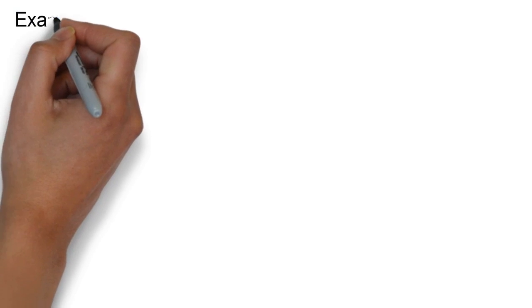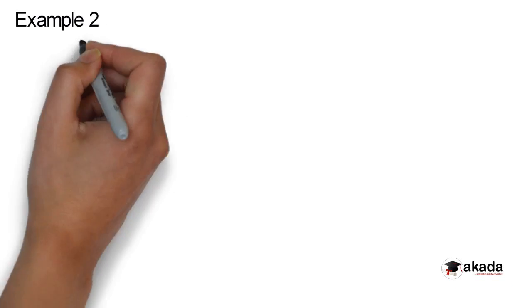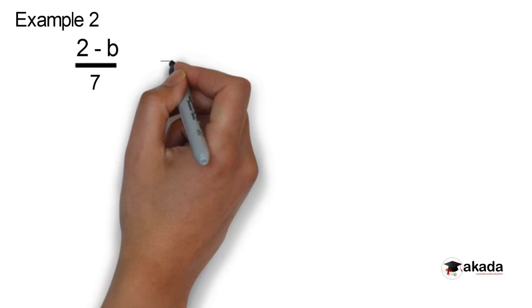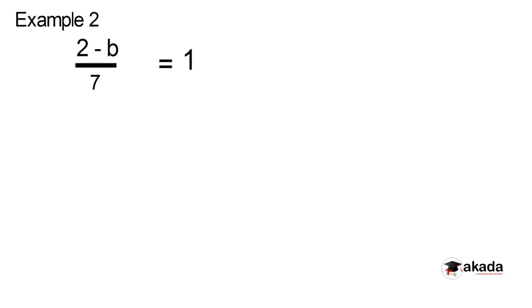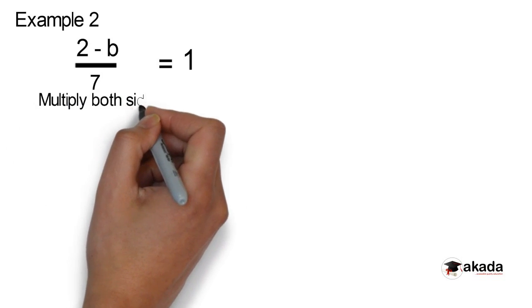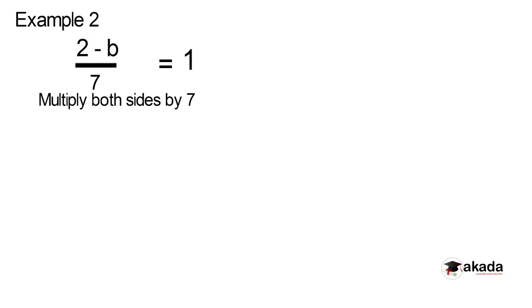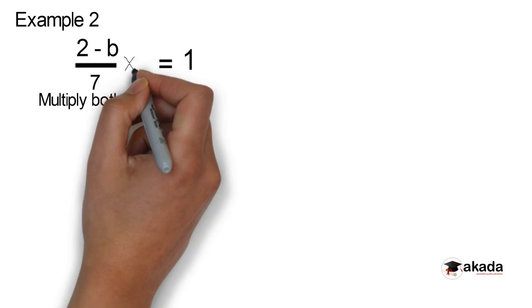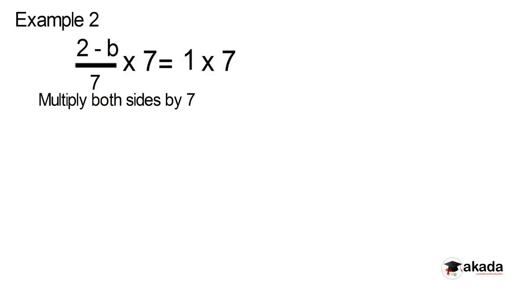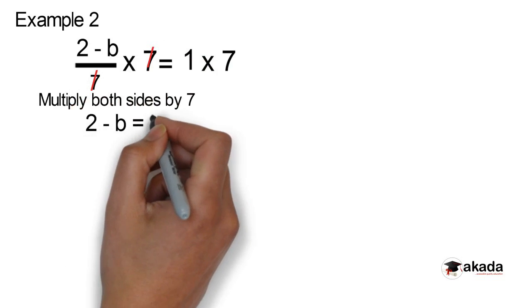Example 2. I have 2 minus b divided by 7 equals 1. What do I do here? Do you have an idea? Here we can also cross multiply, or we multiply both sides by 7. Multiplying both sides by 7, now I have 2 minus b over 7 times 7 equals 1 times 7. So my 7 cancels out 7 here. So I have 2 minus b equals 7.